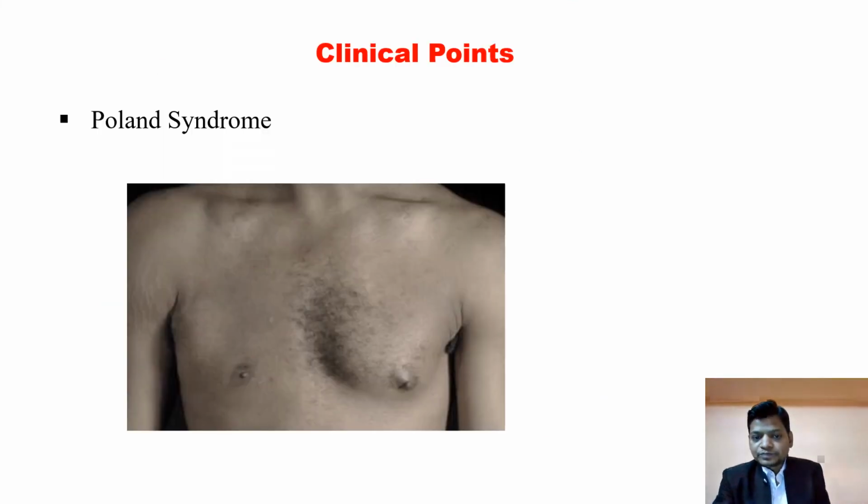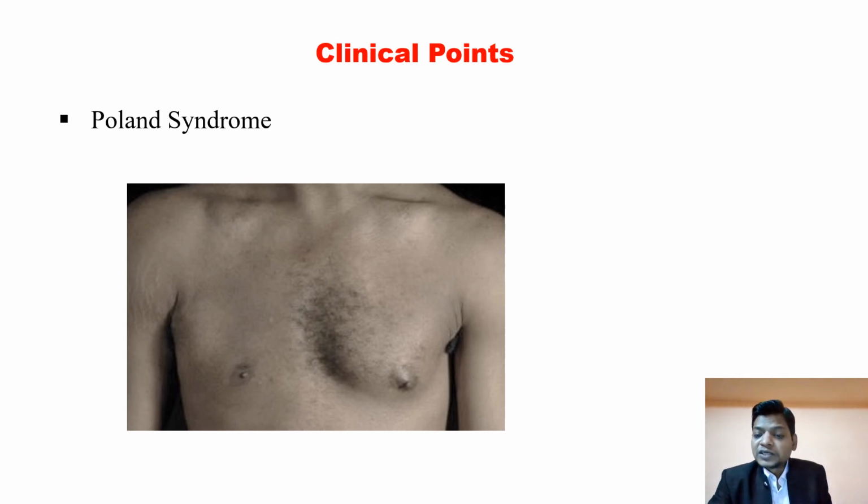Let's move forward. There is one clinical point regarding pectoralis major muscle. In some syndromic patients, this muscle is absent, either one-sided or both-sided, along with some other structures which may have some congenital abnormality. This is known as Poland syndrome, where the pectoralis major muscle of one side is underdeveloped or absent. So we should look for other abnormalities in these cases.